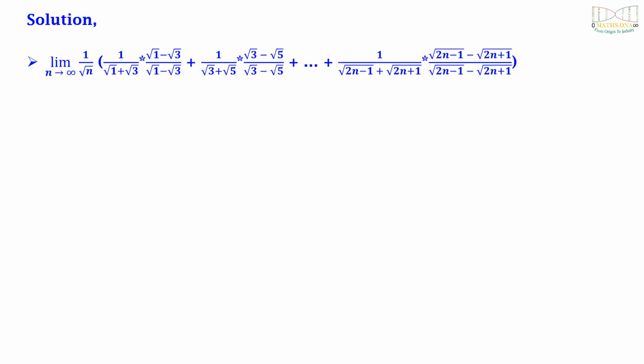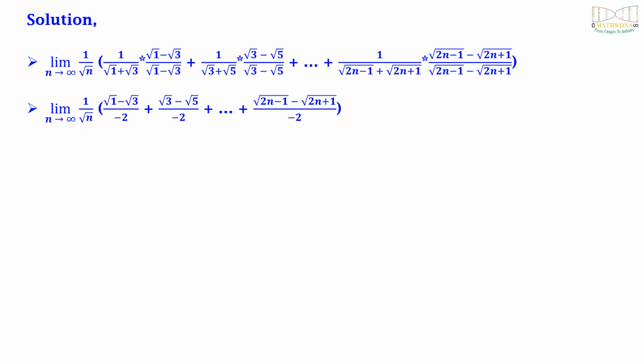Now solution. Here we again rationalize the numerator and denominator by multiplying with the conjugate of the denominator, that is, multiplying by root 1 minus root 3 upon root 1 minus root 3, up to root 2n minus 1 minus root 2n plus 1 by root 2n minus 1 minus root 2n plus 1, which gives us limit n tends to infinity 1 by root n [root 1 minus root 3 by -2, plus root 3 minus root 5 by -2, up to root 2n minus 1 minus root 2n plus 1 by -2].